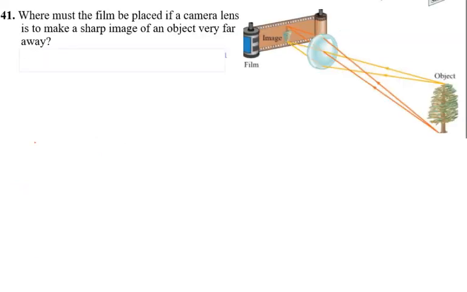And the next and last question, they ask you where must the film be placed if a camera lens is to make a sharp image of any object very far away. In this case, the film should be placed at the focal length of the camera lens. Then you get the object to be at infinity. We covered this in our first video, Geometric Optics 1, when I explained the images for different positions of the object. So every time the object is at the focal length, you get the image at infinity.